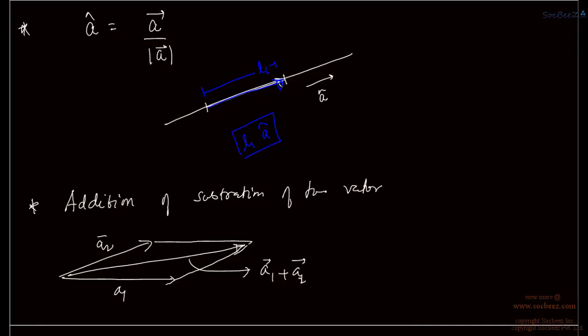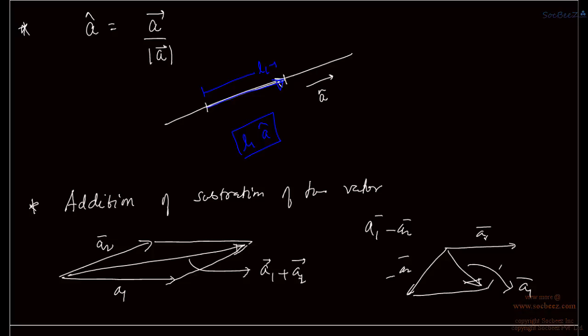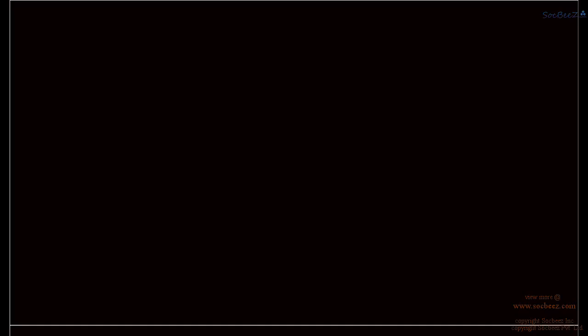Okay, right? And similarly, subtraction means if we have to do A1 minus A2, then first we have to make this A2 vector into minus A2. That means this is minus of A2. So A1 plus minus of A2 will be the diagonal of this parallelogram, that is this vector. So this is A1 minus A2. Right? Okay, now moving to the product of two vectors.